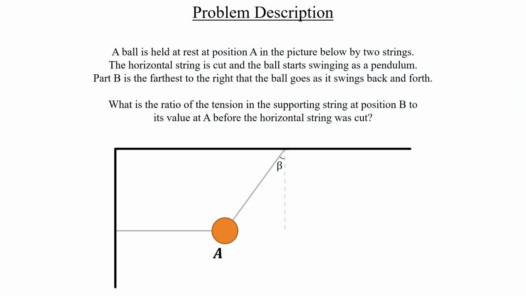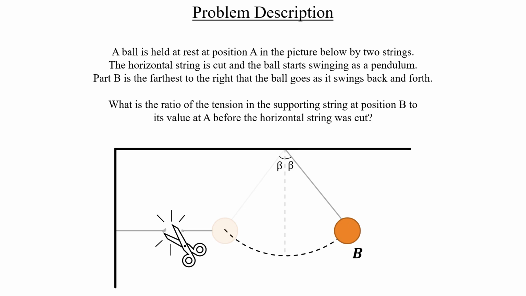In this one, we're investigating the behavior of a ball attached by two supporting strings. The plan is to snip the string on the left, which will cause our ball to swing with a pendulum-like movement to the right. We'll determine the tension in the string once it reaches position B here, and then divide that by the tension in the same string from earlier.